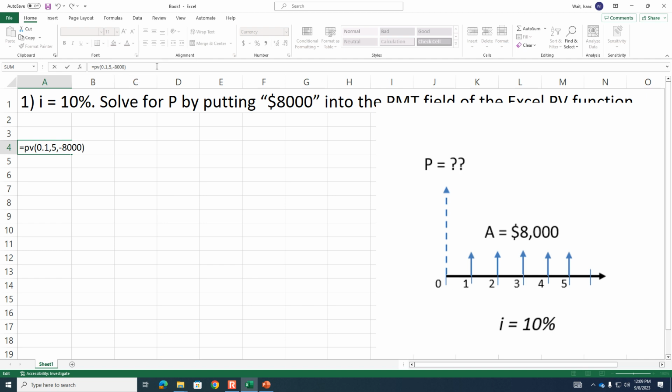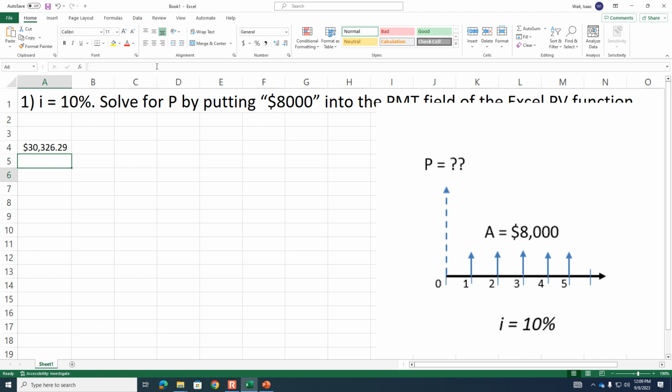Okay, so with those 3 fields defined, what it's going to do when I type enter, is it's automatically going to calculate the present value of this annual series. $30,360.326, and 29 cents.